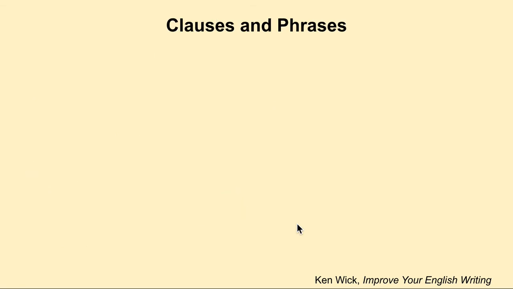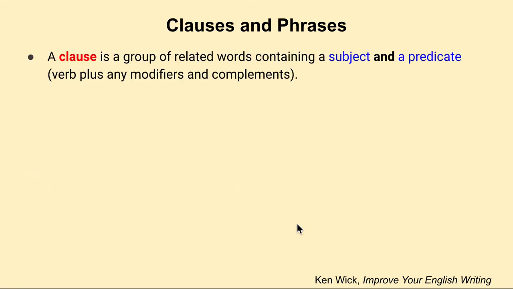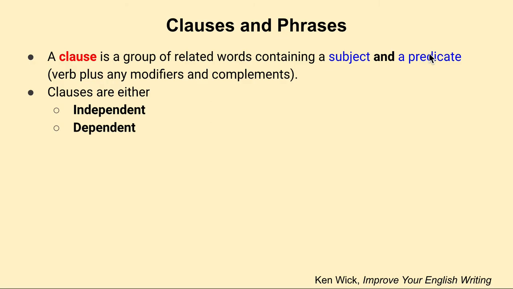Let's move on to clauses and phrases. What is a clause? A clause is a group of related words containing a subject and a predicate. A predicate is just a verb plus any modifiers or complements. Most people would probably say verb here, but it's really the predicate. So a clause contains a subject and a predicate, and clauses are either classified as independent or dependent. We'll get there, I believe, in the next video.